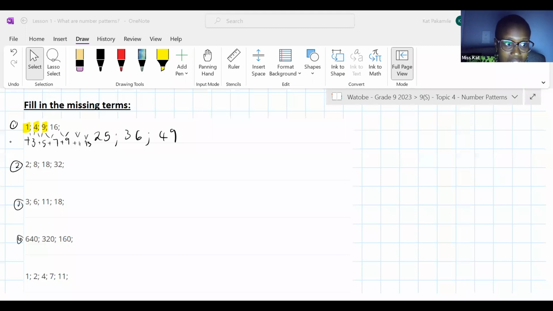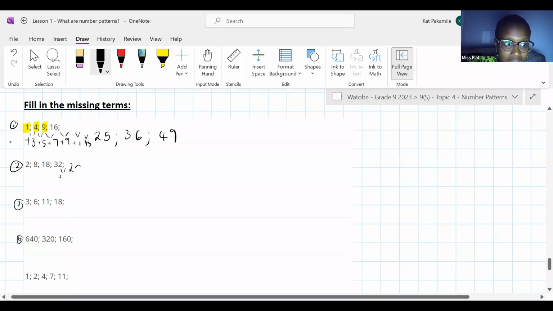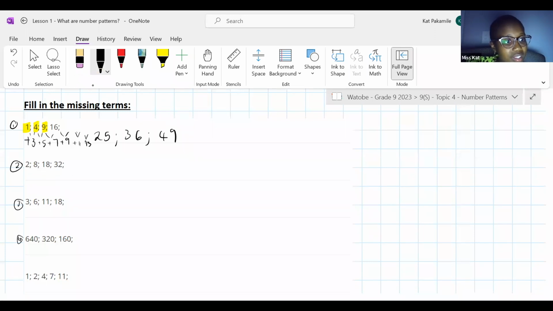Yes, ma'am. Is that what you're saying? How did you get to that conclusion? Because 8 minus 2 equals 6. And then 18 minus 8 equals 10. Already, ma'am, there is a constant difference. Okay, there isn't a constant difference so far. But what's 32 minus 18?